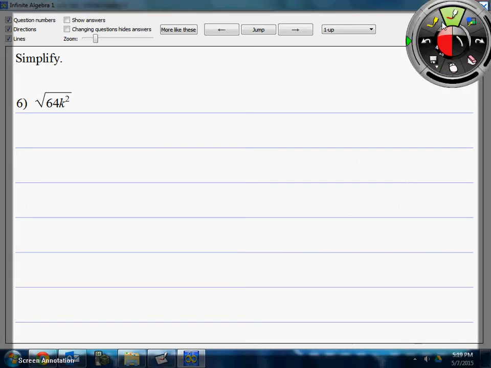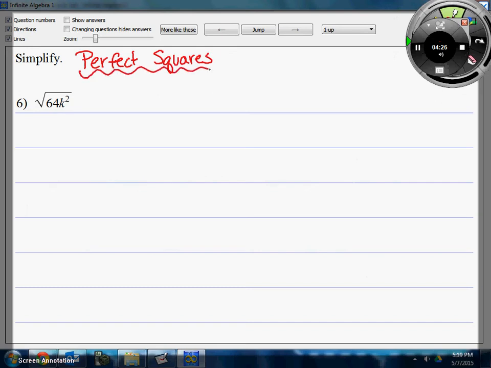Okay, so here is number 6. This has a new set of directions. It just says to simply simplify. Okay, we're going to do this using perfect squares. All of these numbers I can do just using perfect squares.